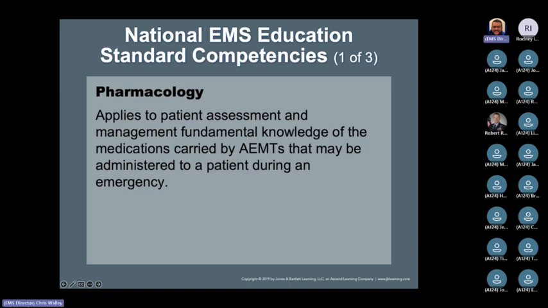That way, when we do talk about medications, you are aware of the medications that you're able to carry, because in different regions, we're not going to be able to have some of the same medicines. But again, we're going to talk on the national level. So when we start going over certain ones, we're understanding the basics of pharmacology. Just wanted to get that out there.